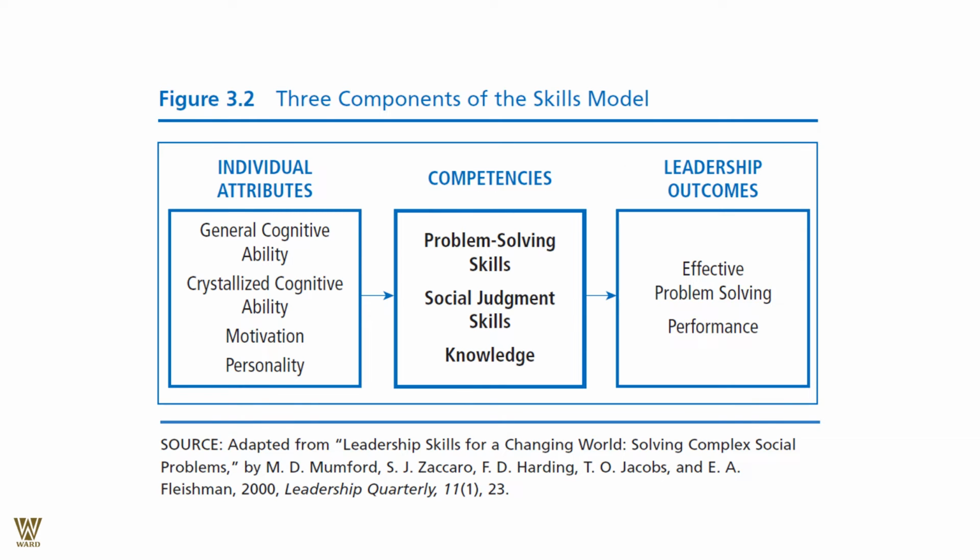The three components of the model: I have spoken about the individual attributes and the leadership outcomes. You need to understand it is the individual attributes and the leadership outcomes. How does the transition happen? Attributes are the general cognitive ability, the thought process, the mental attitude, crystallized cognitive ability, motivation and personality. It's the thought, the principles, the values that the person carries around, how motivated or how able he or she is to display or command over his or her fraternity.